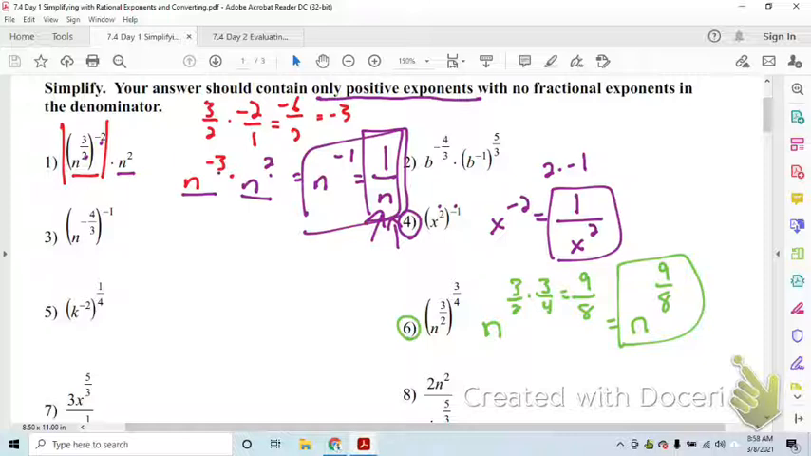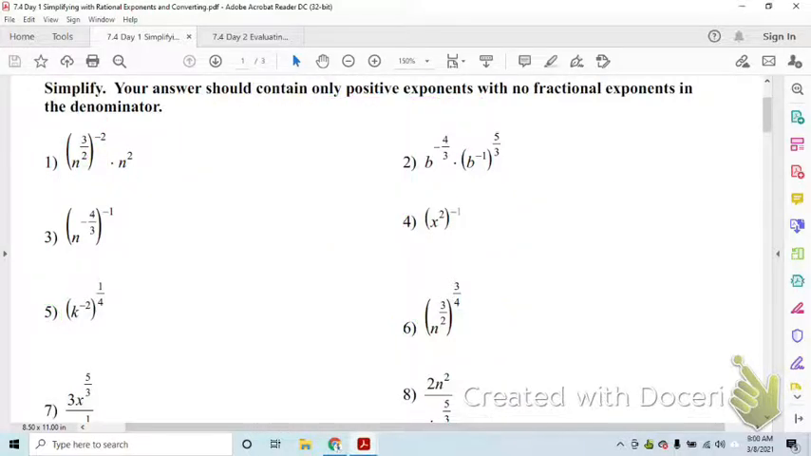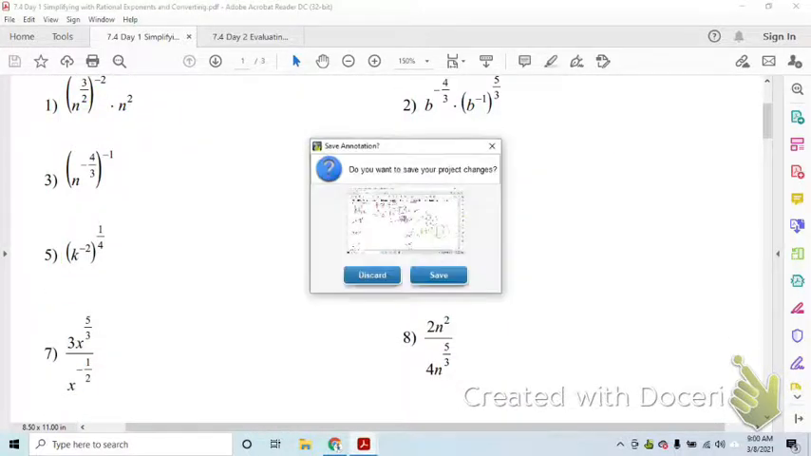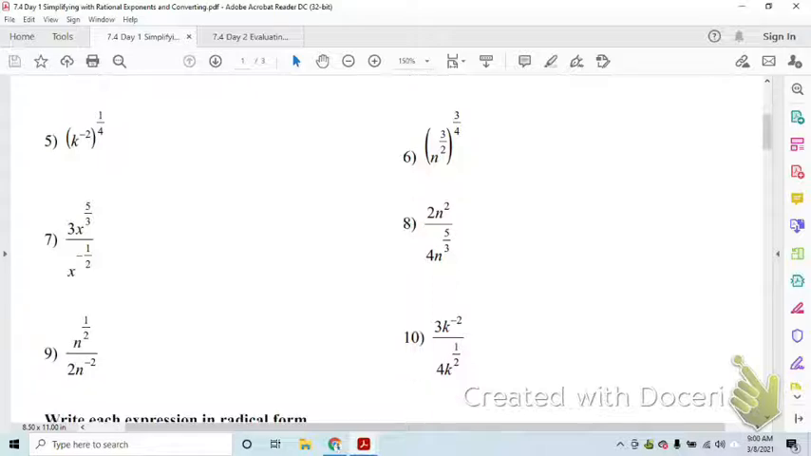Now over here, number 5, this is going to be kind of an issue. So let me go ahead and clear this and scroll down for a second. All right, number 5. Kind of a messy one here. And here's why. If you read the directions, we can't have any fractional exponents in the denominator. So here's what we have. We have to multiply -2 times 1/4, which is the same thing as -2 over 4, which would be -1/2. So you technically have k to the -1/2 power.